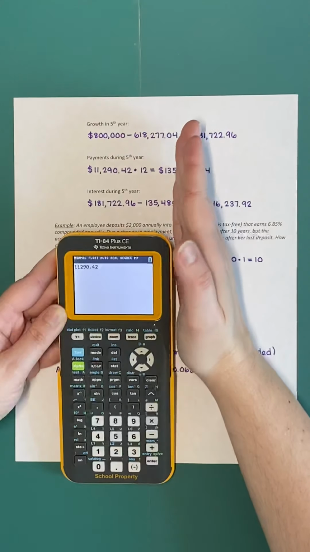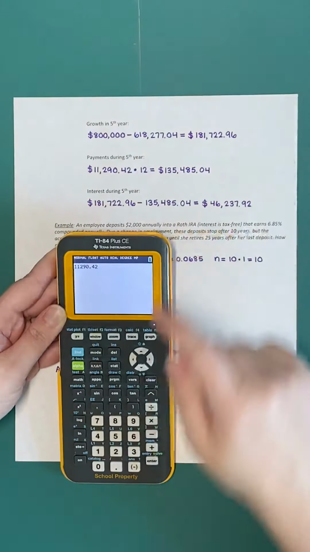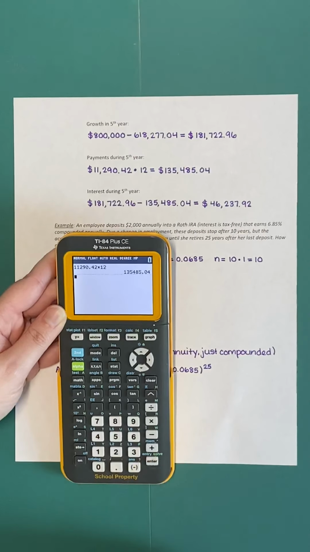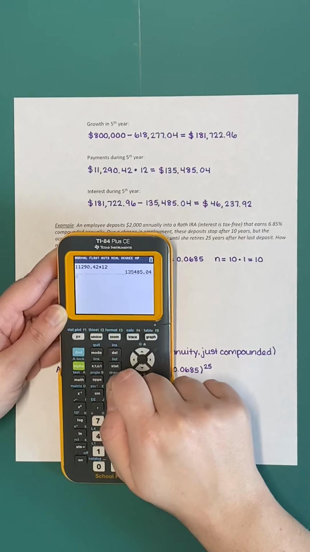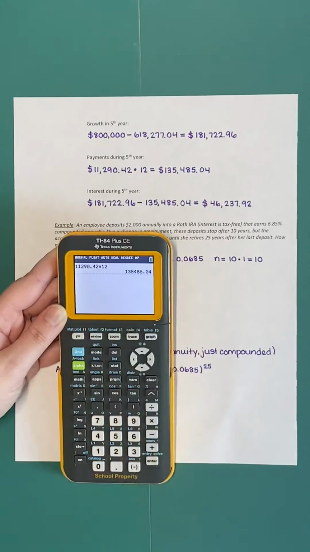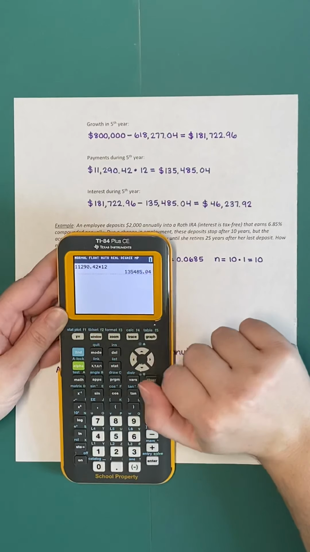And from the end of year 4 to the end of year 5, we've made 12 of those payments. So that's the total deposit that we made in that particular year. As it turns out, that's the total deposit we make in every year, because we're making the same kind of payment the same number of times every year. This is always going to be what we deposit.